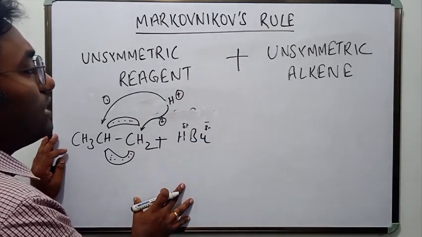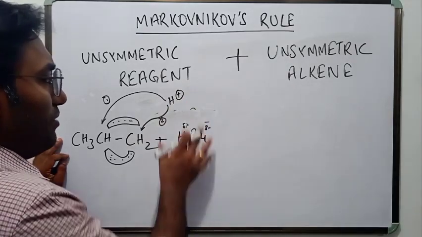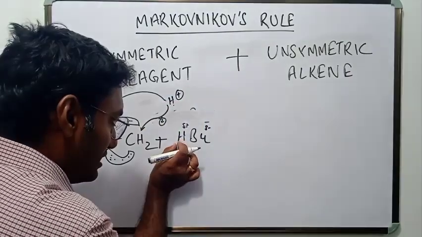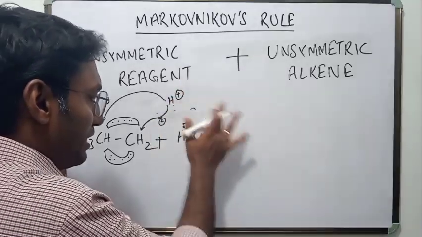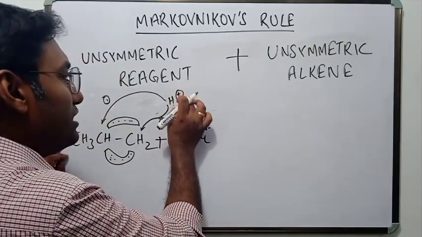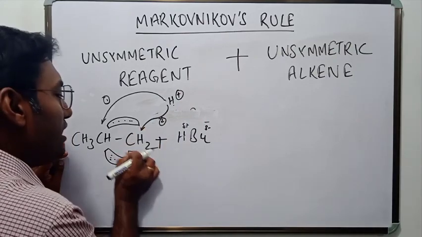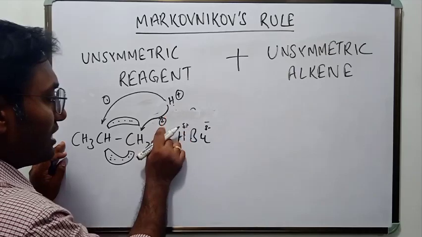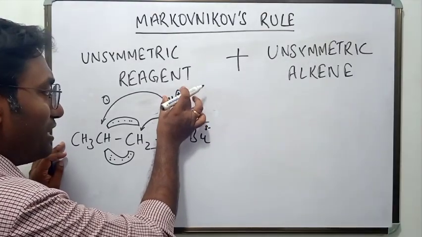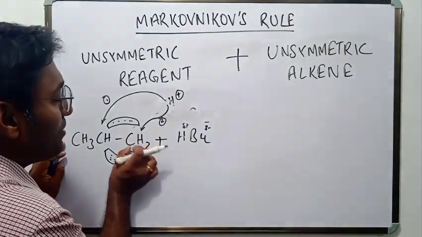This question was actually answered by Vladimir Markovnikov, who is a Russian chemist. Markovnikov stated that H plus, or the positive addendum of a reagent, or an electrophile, whatever name you want to say, goes to that carbon which already has a higher number of hydrogen atoms. That is, case 2 occurs. That is, H plus or electrophile or the positive addendum will go to that carbon which already has a higher number of hydrogen atoms.